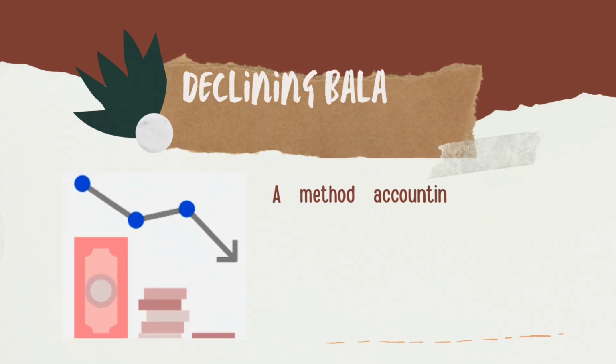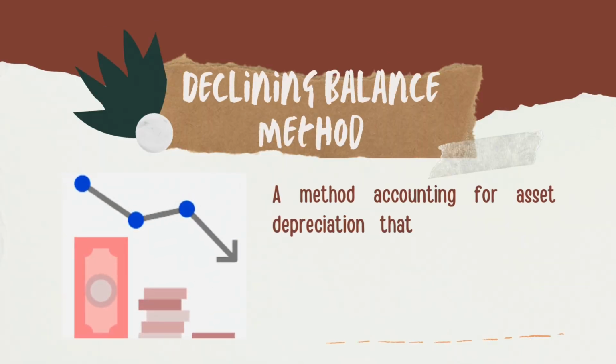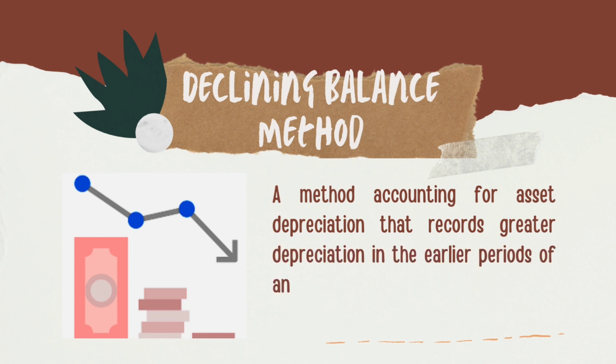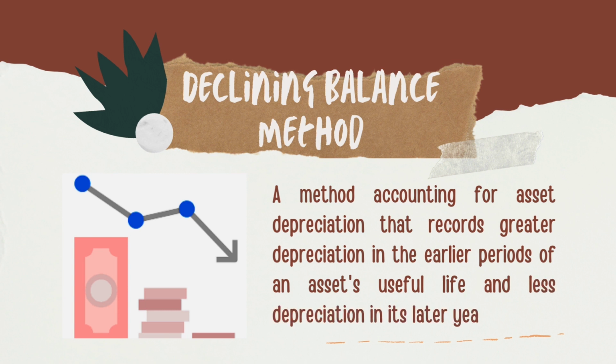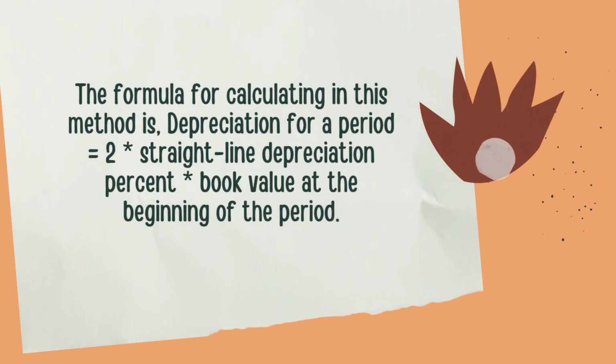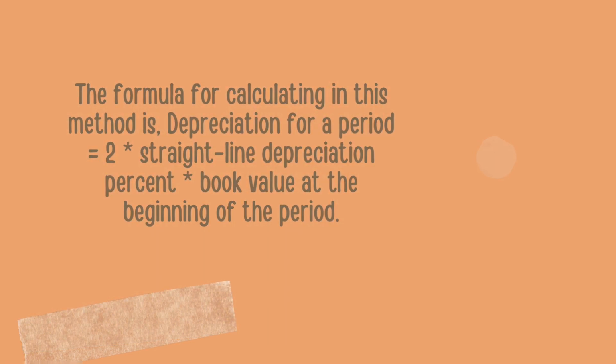Next, declining balance method. It is a method of accounting for asset depreciation that records greater depreciation in the earlier periods of an asset's useful life and less depreciation in its later years. The formula for calculating this method is: depreciation for a period is equal to 2 times straight line depreciation percent times book value at the beginning of the period.